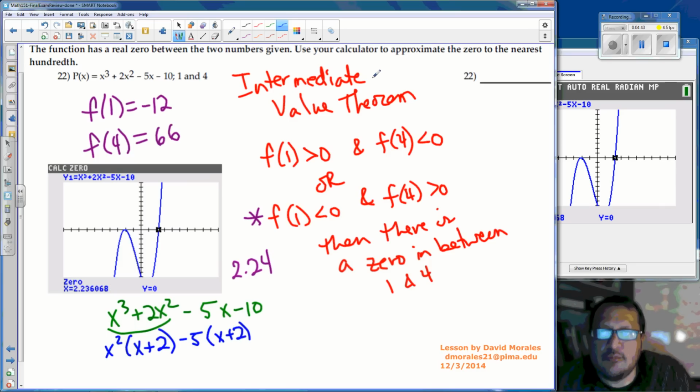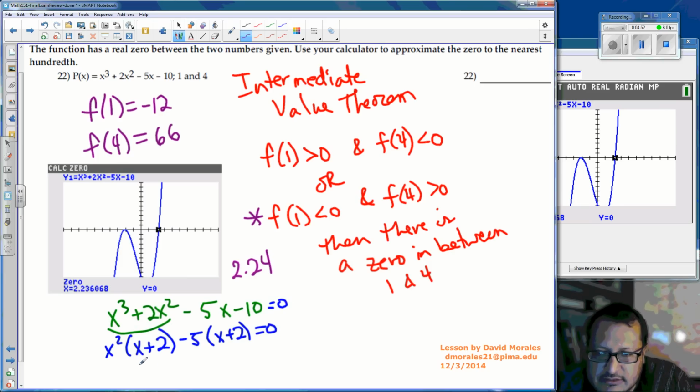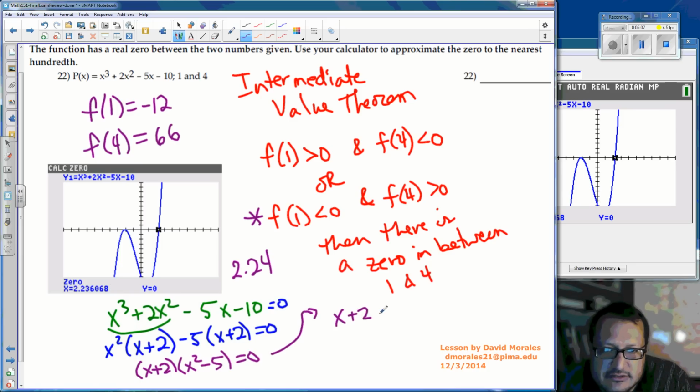We want to find the zeros. So this is equal to 0. We can factor out the x plus 2 because they're both there. And then we're left with x squared minus 5 equals 0. This means that x plus 2 equals 0. So x equals negative 2. And lo and behold, x equals negative 2 is an answer.